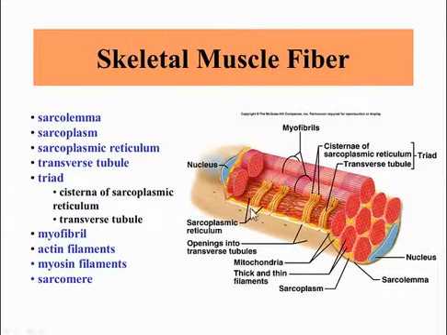Sarcoplasm is almost like cytoplasm. Remember we said cytoplasm is all the contents of the cell between the cell membrane and the nuclear envelope, but sarcoplasm is all the contents here. It's like cytoplasm right under the sarcolemma.